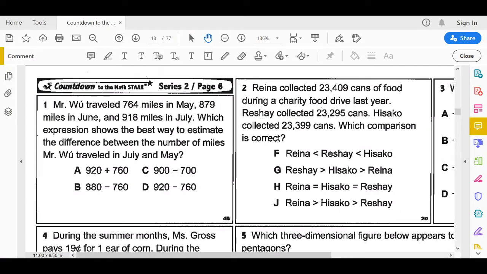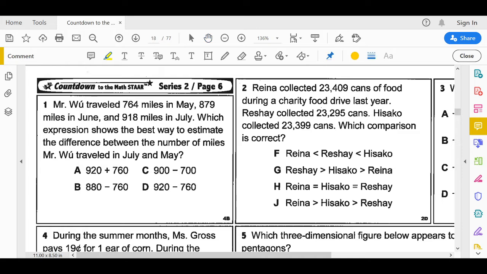It says, Mr. Wu traveled 764 miles in May, 879 miles in June, and 918 miles in July. Which expression shows the best way to estimate the difference between the number of miles Mr. Wu traveled in July and May?